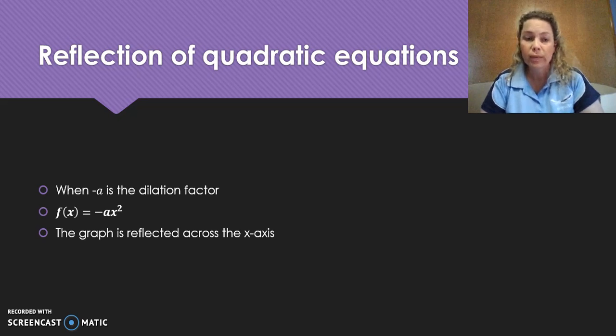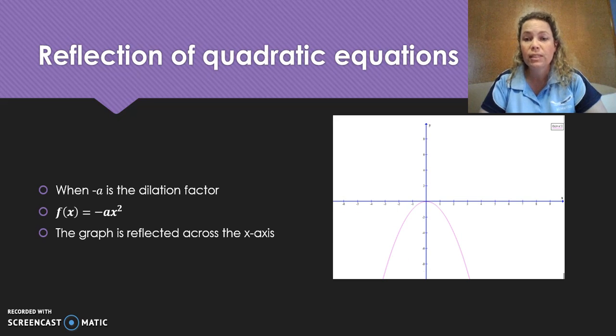Now, this is when we go back to what I said before. If A was positive, we have a happy graph, so we have a smiley face. If A is negative, we get what I refer to in class as the frowny face. So this is what the graph looks like when our A value is negative. So it's what we call a maximum graph because the turning point is at the top or the maximum Y value of the graph.